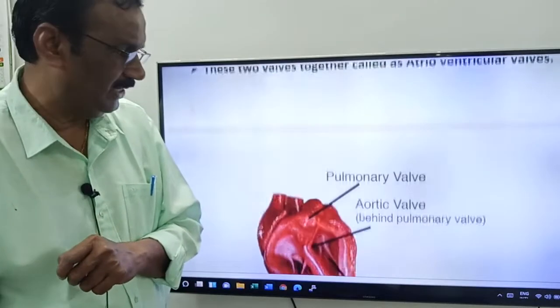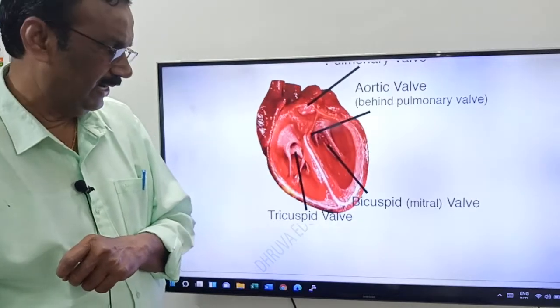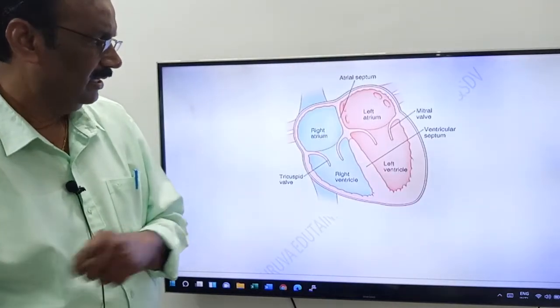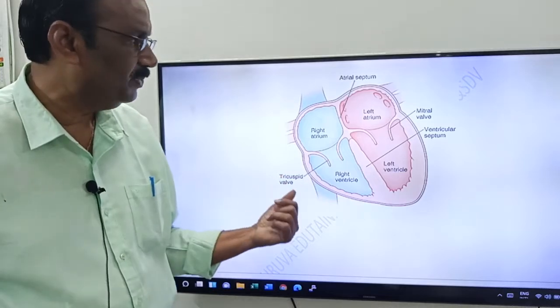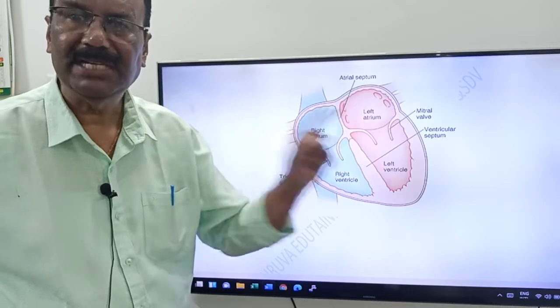Once again, you see the image, friends. Now you see this image. Right atrium, right ventricle, tricuspid valve. Left atrium, left ventricle, mitral valve, or you may call it the bicuspid valve.